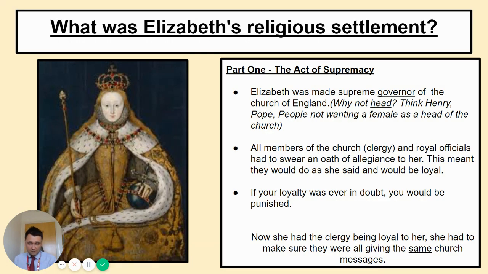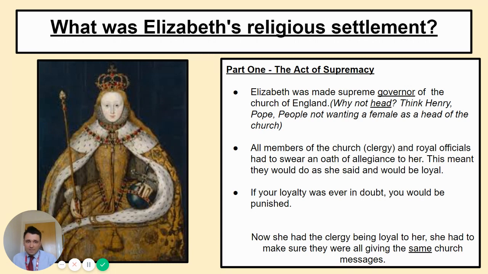She could have called herself the head of the Church of England. Instead, she just goes down a little bit. Governor, slight word change. It pleases people. Now, this meant that all members of the church, priests, bishops, we call them clergy for one word to unite them all, and the royal officials had to swear what we call an oath of allegiance to her.